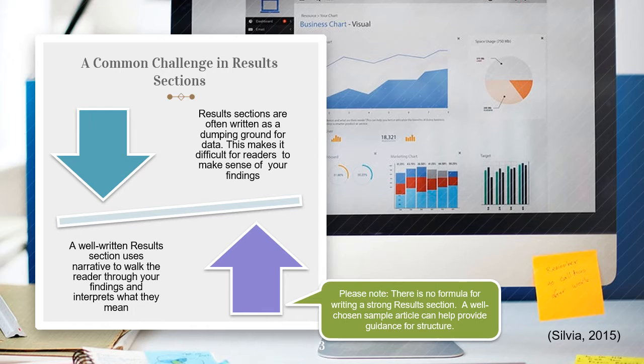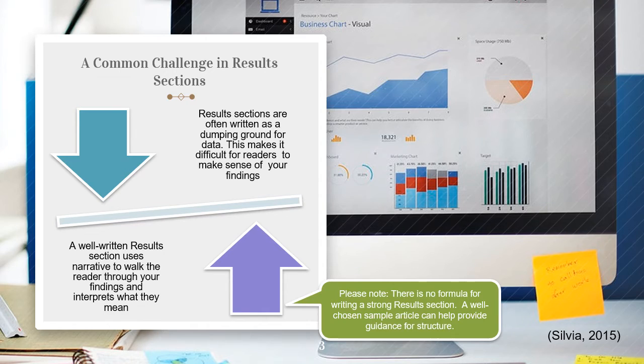So a common challenge, as I mentioned, is that results sections often come across as dumping grounds. They may look just like data output, and it makes it really difficult for the reader to make sense of your findings. So what you really want to do is walk the reader through your findings. You want to provide a narrative that helps them interpret what these findings mean. There isn't an exact formula for writing a strong results section, but choosing mentor texts and articles from the journals that you're planning on submitting to will help you with structuring it. But there are general guiding principles that I'll walk you through.